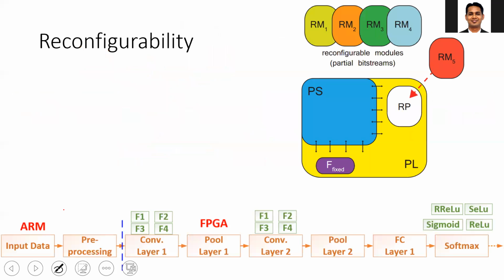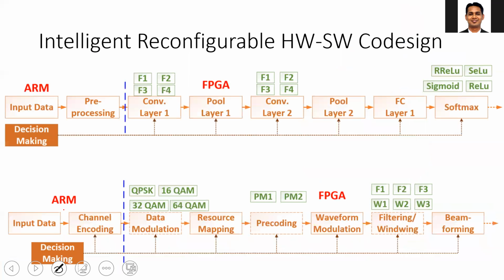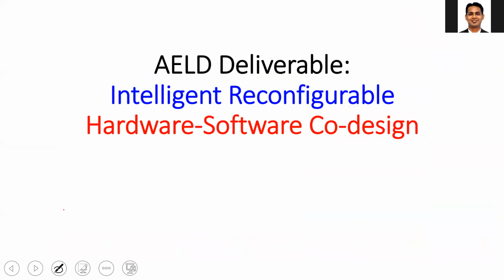This kind of concept is widely present in deep learning, wireless communication, and many other applications. You will see that there is a need for intelligent, reconfigurable hardware software co-design. In the ALD, we will discuss mostly hardware software co-design. In case you are interested in intelligent reconfigurable hardware software co-design, then you can take up the IPIS or the capstone or the thesis project later to explore these concepts. Now, in the next lecture or next video, we will discuss the bus protocol.